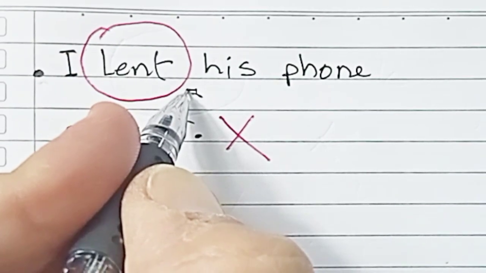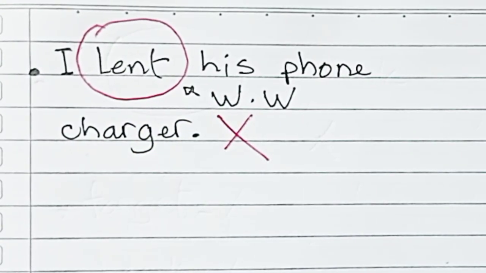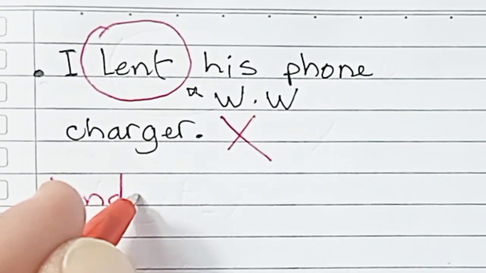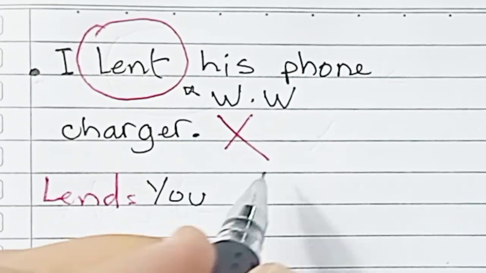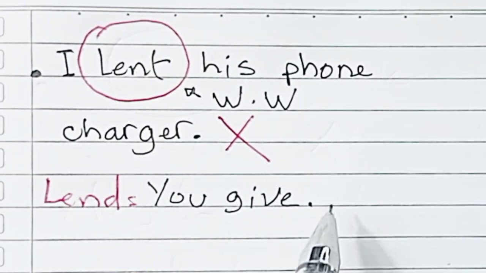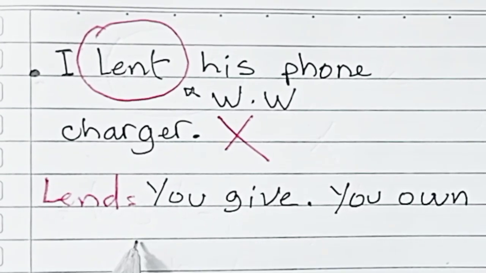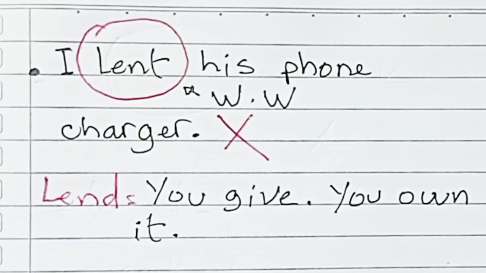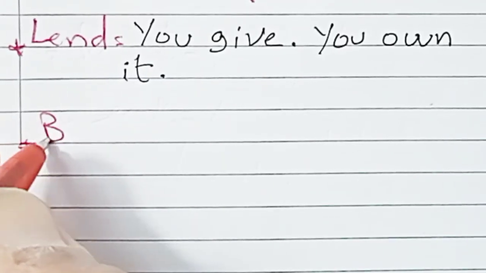Here it's the past, which is lent. Again, this kind of mistake is called WW or wrong word. Let's break it down. Lend is simply you give something. Okay? You give something and that thing, you own it. It belongs to you. You're the owner of that thing. This is number one. Number two is borrow.